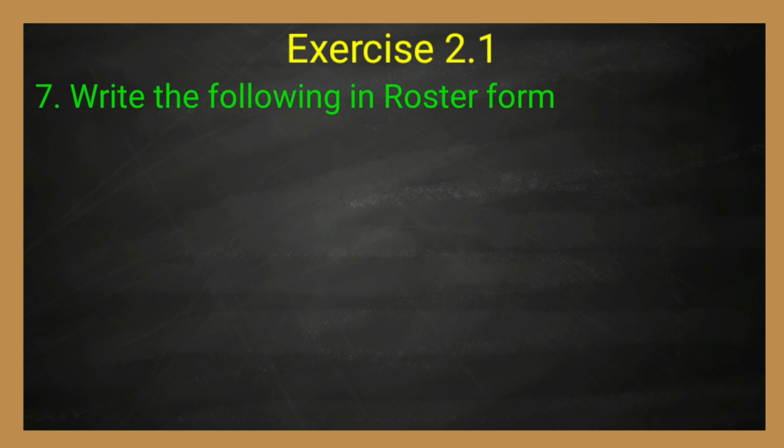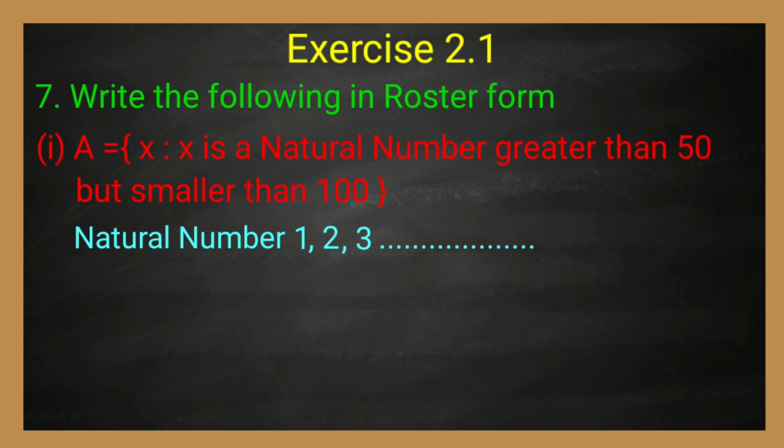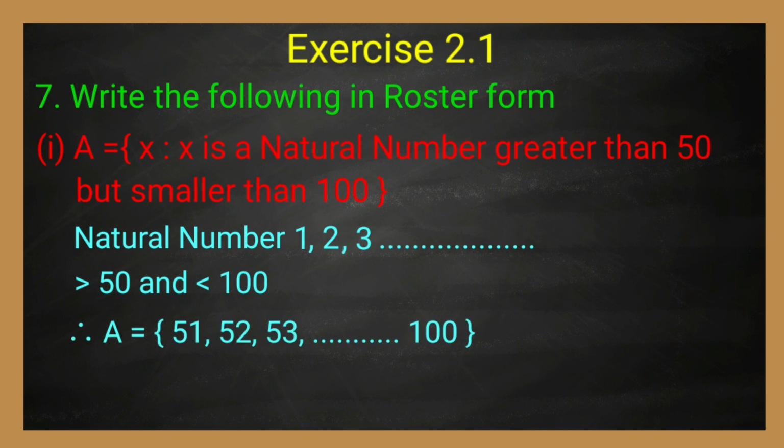Now the seventh one. Write the following in roster form. First one. A equals the set of x such that x is a natural number greater than 50 but smaller than 100. Here natural number means 1, 2, 3, etc. up to infinity. But here we need greater than 50 and less than 100. Therefore, set A equals 51, 52, 53, etc. up to 100.